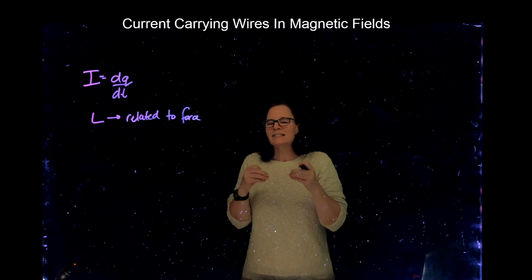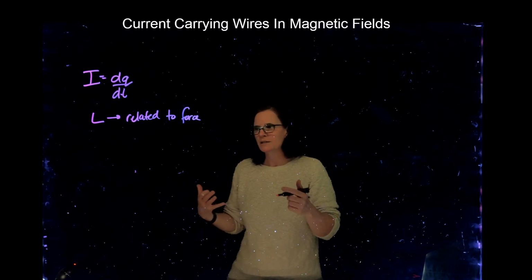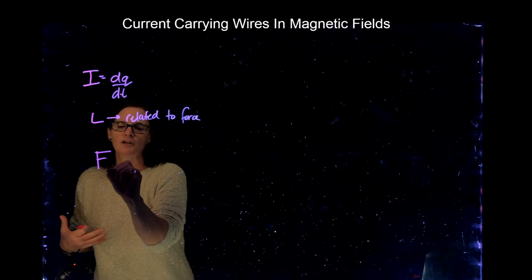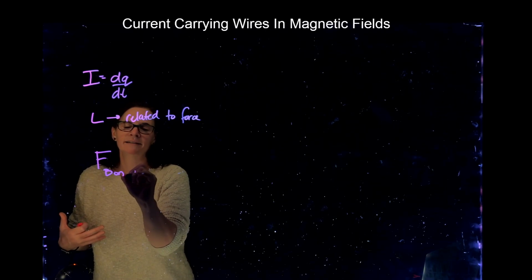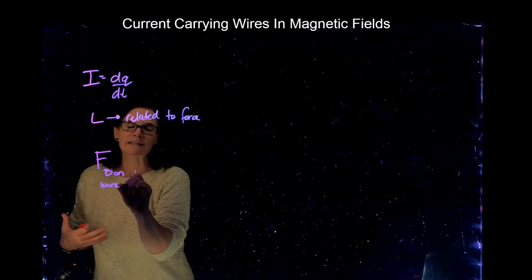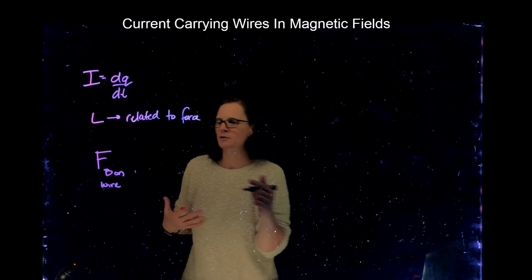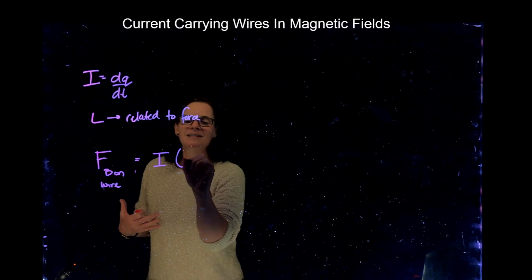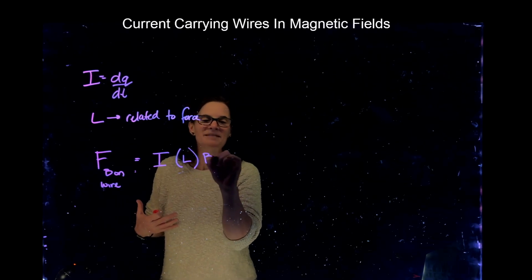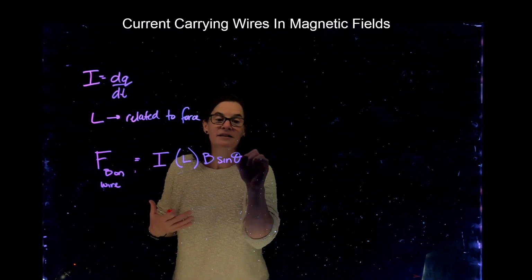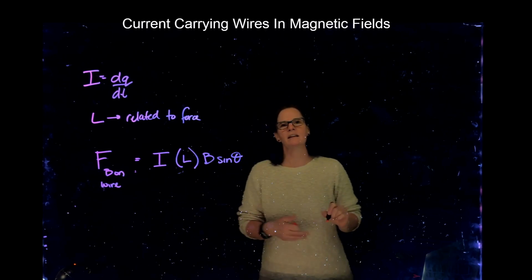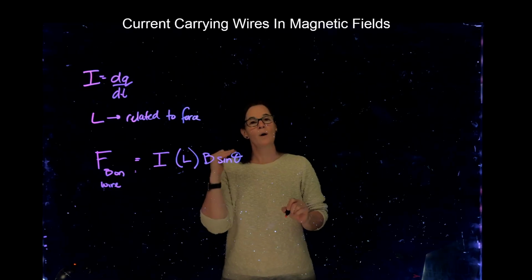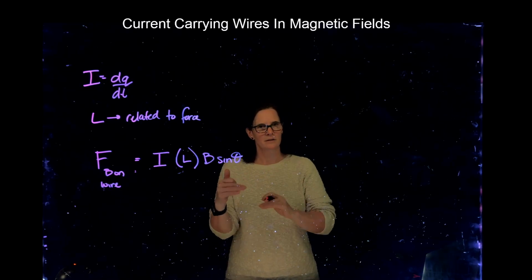And when we put this together, when we look at the force that a magnetic field exerts on a wire, a current carrying wire, that's going to be assumed in my description of wire, we find that it's related to the current times the length times the field times the sine of the angle. It's that cross product again, the sine of the angle of the wire relative to the field.